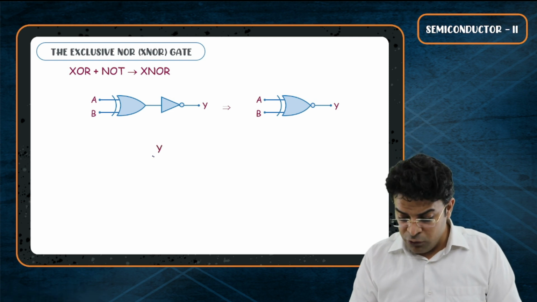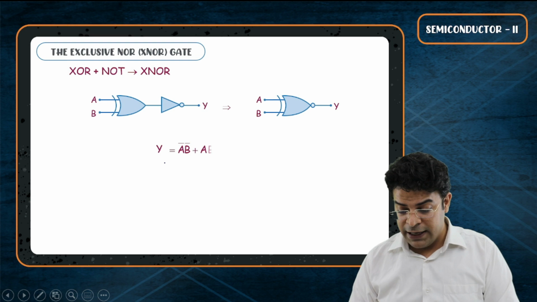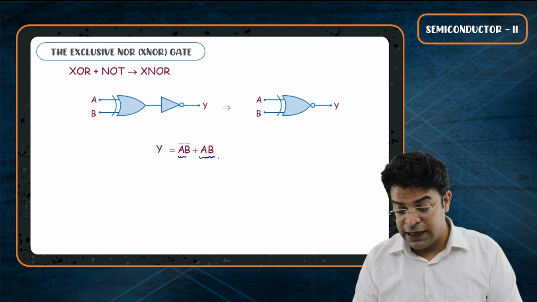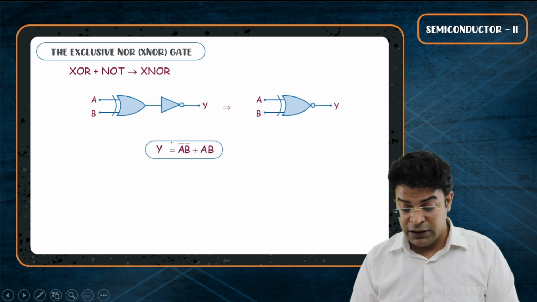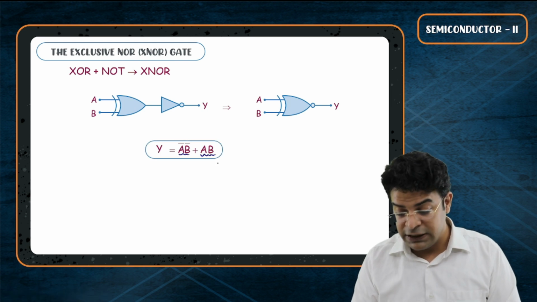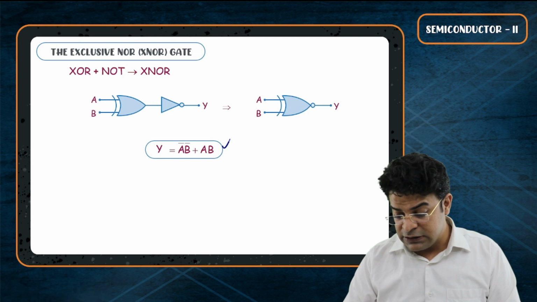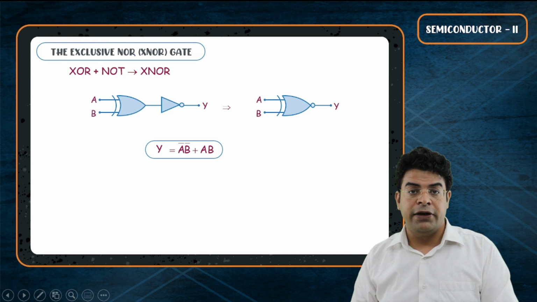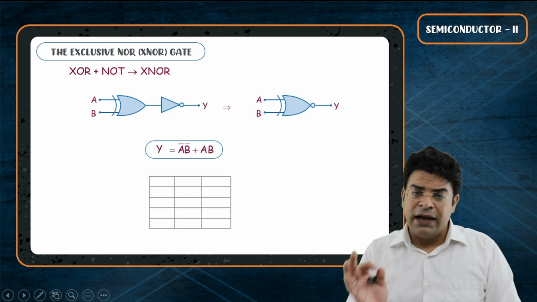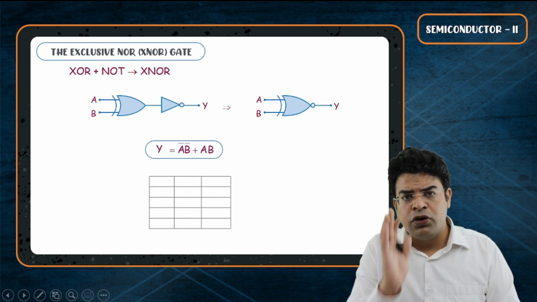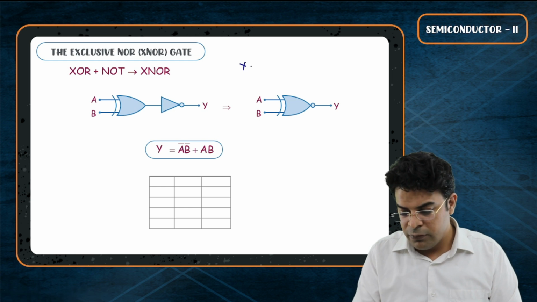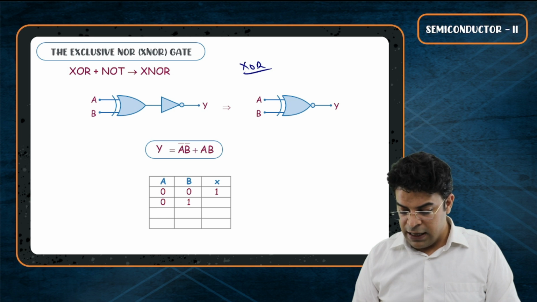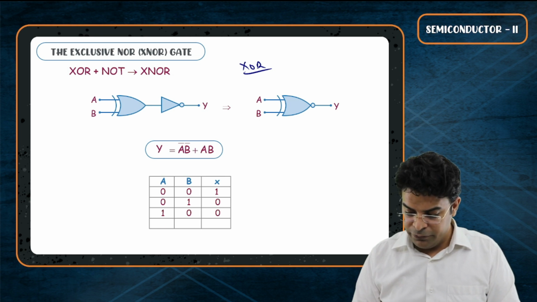Now the Boolean expression for this goes like Y equals A bar dot B bar plus A dot B. And you need to remember it, A bar dot B bar plus A dot B. So this is the Boolean expression for an exclusive NOR gate. If you look at the truth table, simply think of the truth table of the XOR gate and invert it. That's the truth table for the exclusive NOR gate.